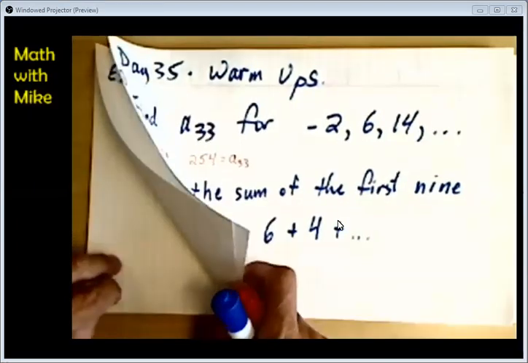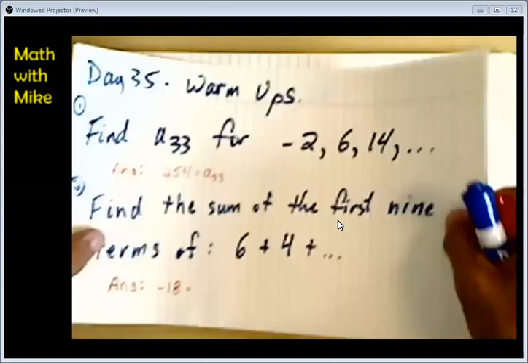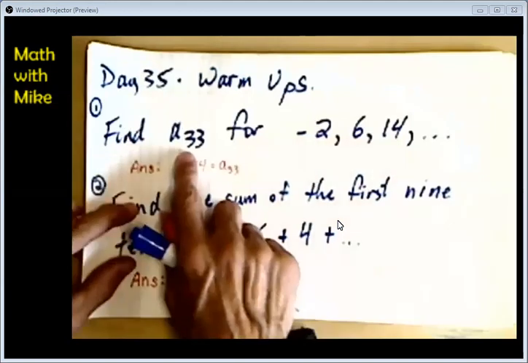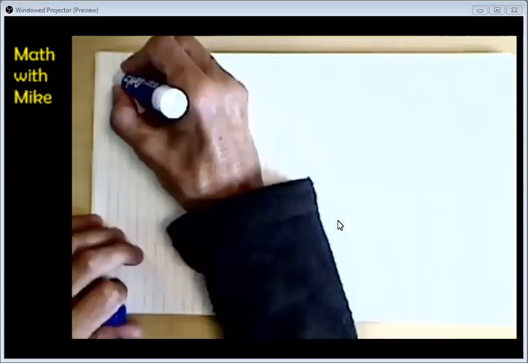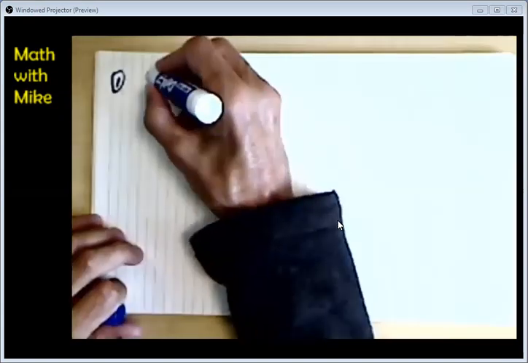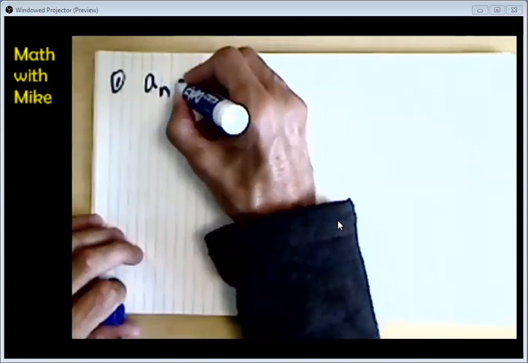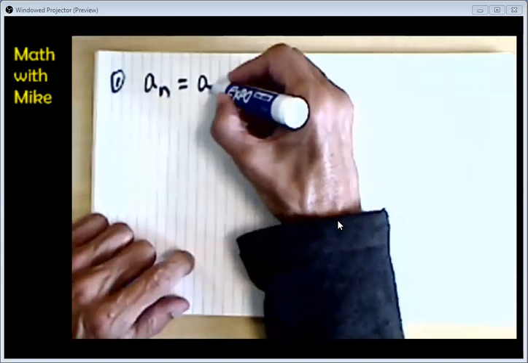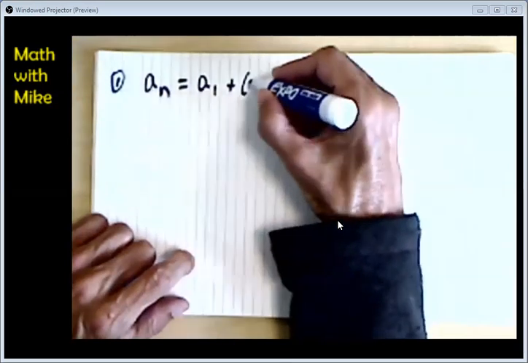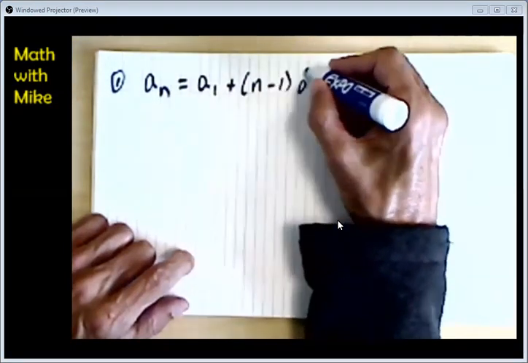For the first one, we're looking for A33. So that means we're going to use the AN formula to get started. And so that's going to be AN is equal to A1 plus N minus 1 times D.